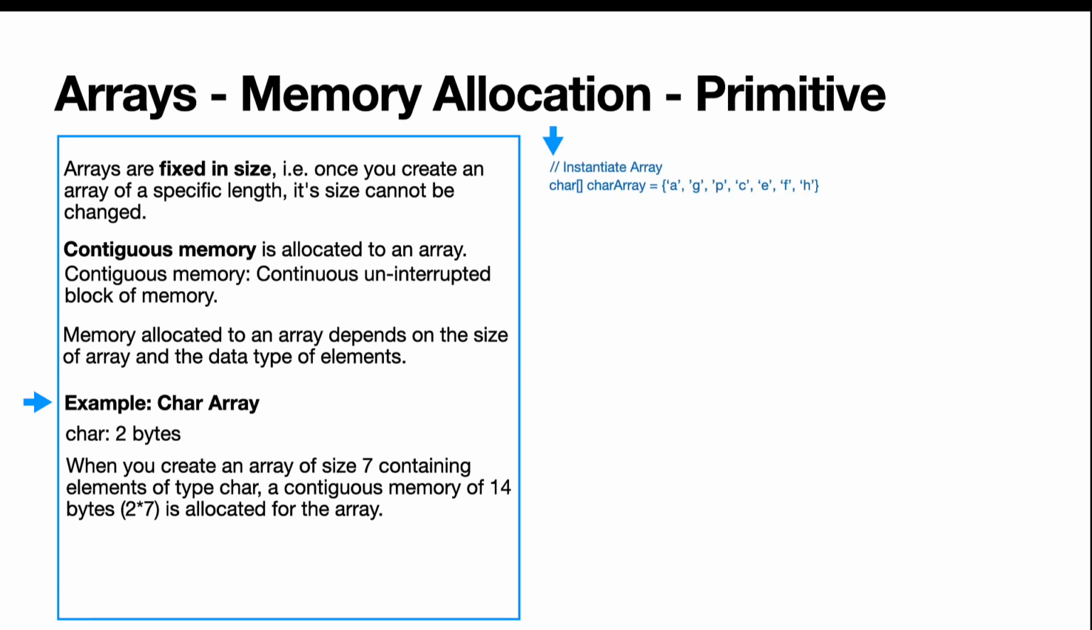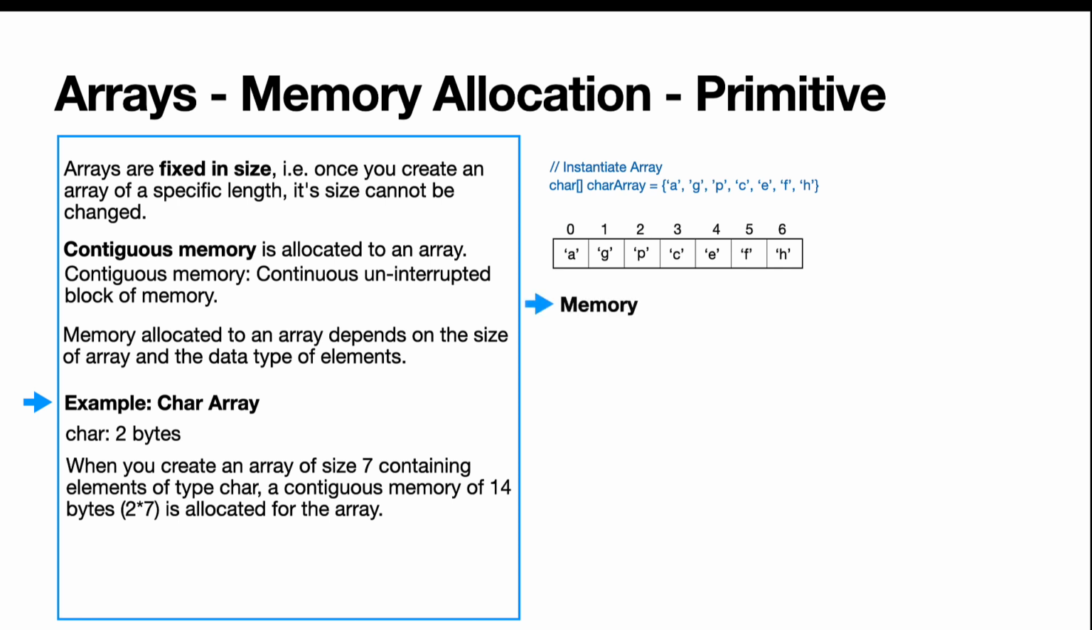Let's look at this example in depth. So let's create an array of size 7 containing elements A, G, P, C, E, F, and H. So the length of the array is 7, the index of the first element is 0, and the index of the last element is 7 minus 1, which is 6. The array contains elements A, G, P, C, E, F, and H.